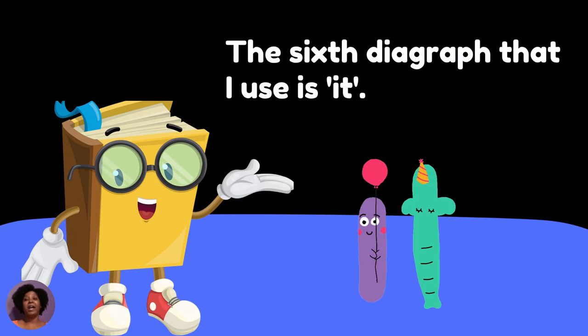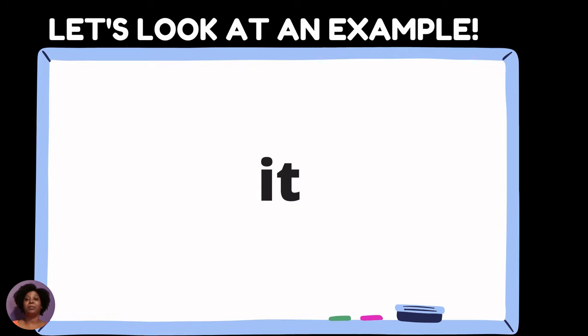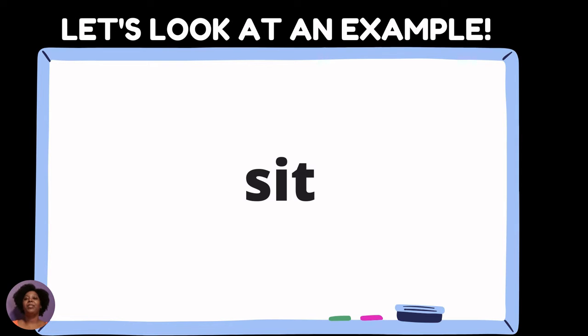And of course, I have to always use examples with anything I tell you. So the first word I'm going to try this digraph with is the word it itself. It's pronounced it. And you know that word. We use it a lot. Now let's look at another example.